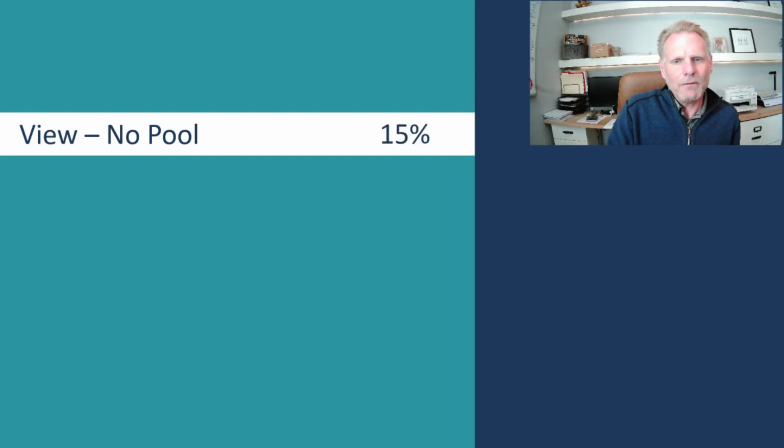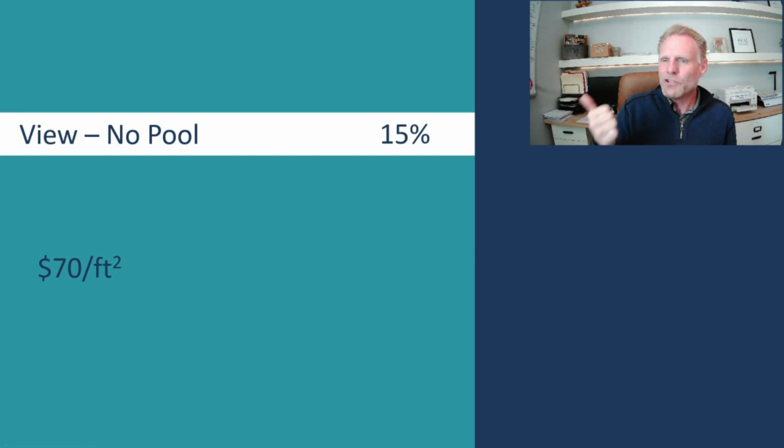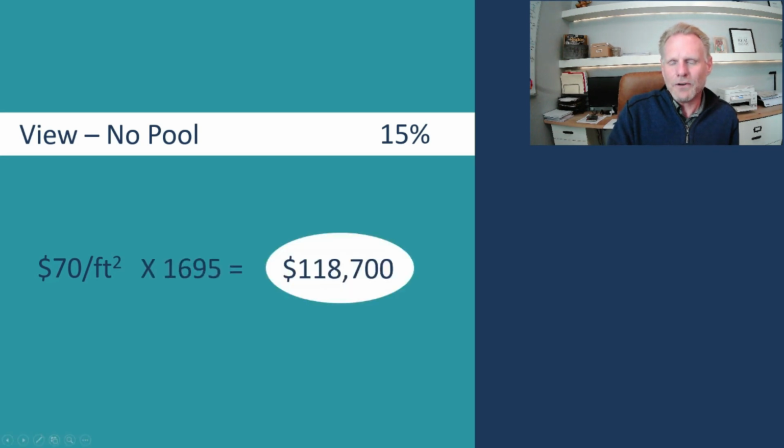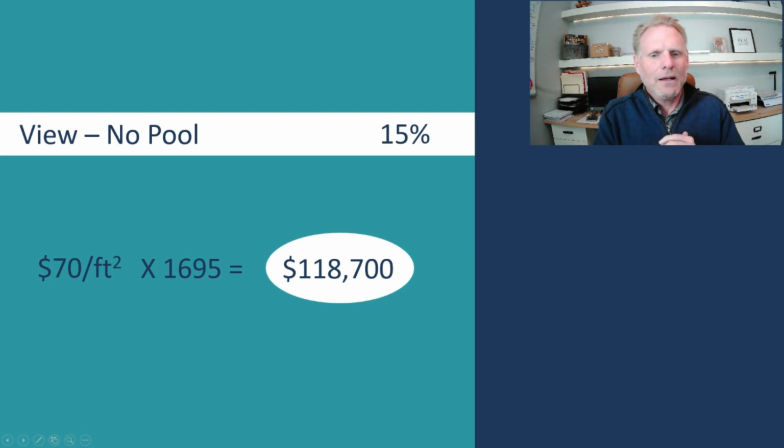But if I got a view and no pool, which is only 15% of the homes here have a view. When I say view, either golf course, water, trees behind it, just more of a private lot. On average, you're looking at about $118,000 for a lot. Now, having said that, again, these are averages throughout the villages.